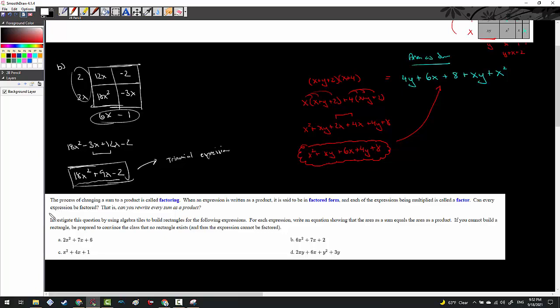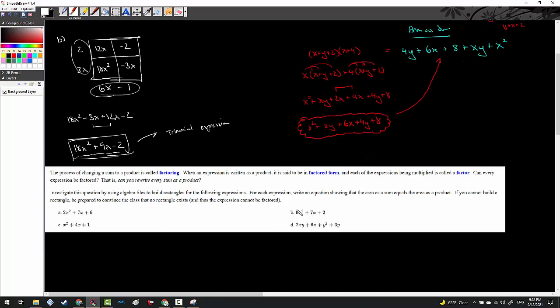So what we're going to do is mess with a little bit of algebra tiles here, and figure out, can each of these areas as sums be written as an area as a product? So I'll be right back with what the tiles look like. Give me a second.